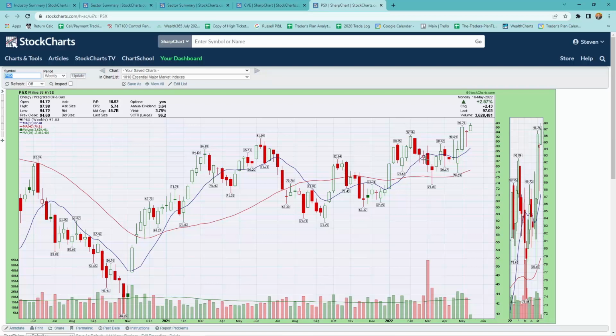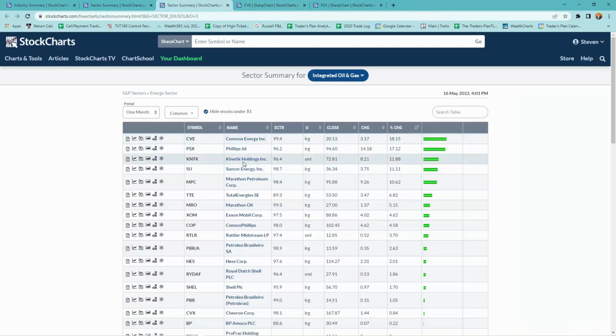Phillips, it looks like a pretty choppy stock. Probably not my cup of tea, even though it is breaking out. You see it breaking out right here, on above average volume, even though there was tons of selling over here. I might just look for something else.